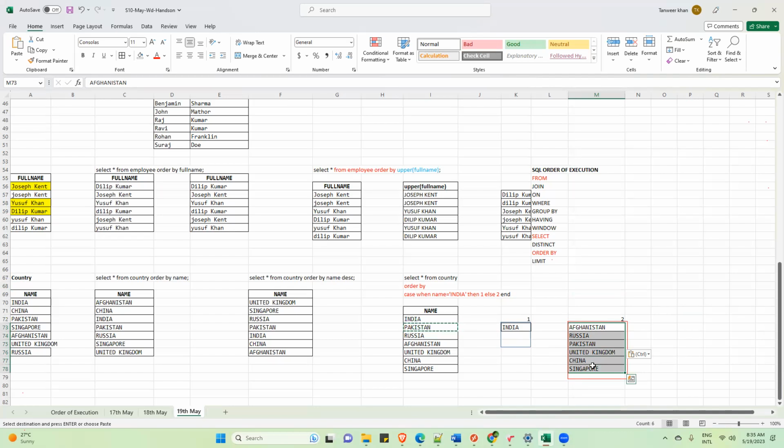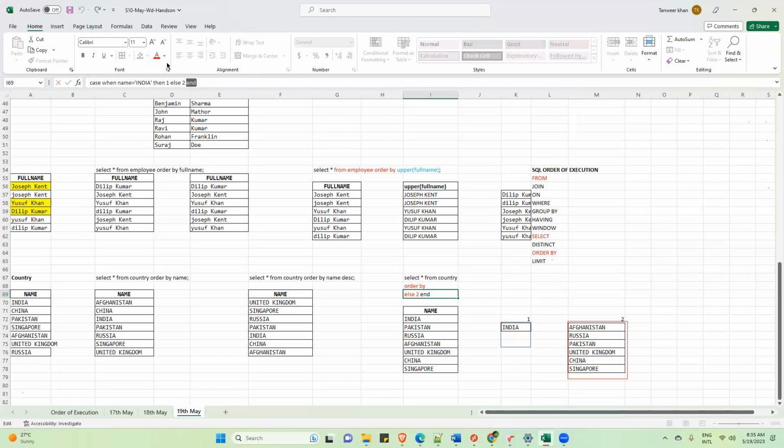Okay. Shall I proceed? Then after this, I have mentioned here END. END means you are telling the SQL engine that I don't have any other condition. That's all I have. END is mandatory whenever you're using CASE. If you do not write END, the engine will throw an error message. So far clear?